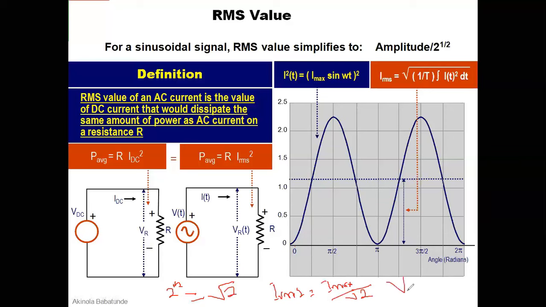Or you can say your V_RMS will just be equal to V_max, which is the amplitude, all divided by root 2. Okay, that is what this means. For a sinusoidal signal, RMS value simplifies to amplitude divided by 2 raised to power half, where 2 raised to power half simply means the same thing as square root of 2. Okay, so these are basic discussions. So let's take it a step further from here and see what lies ahead.